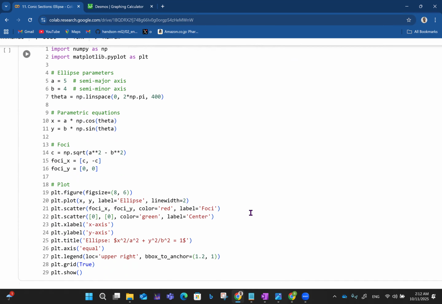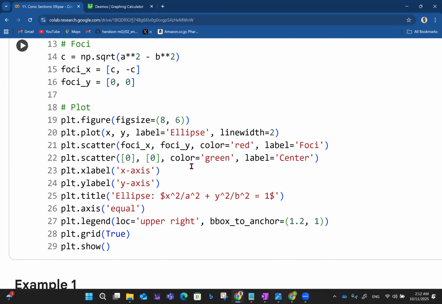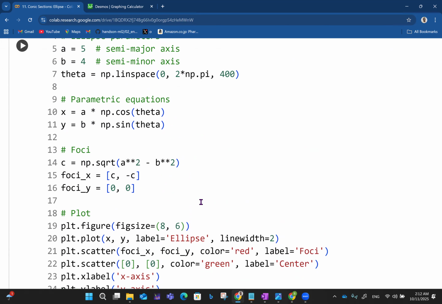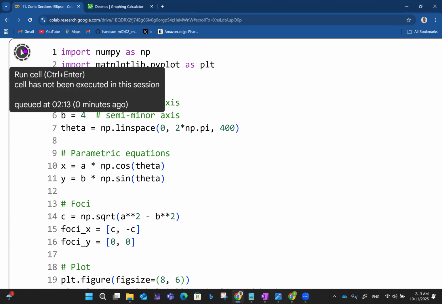Now we can visualize all this using this code, and we can look at this code better later. I don't want to dwell on it too much. Let's assume a is 5, the semi-major axis, and b is 4, the semi-minor axis. Then you have theta, which you divide from 0 to 2 pi, in 400 divisions. Then the parametric equations: x is a cos theta, y is b sin theta. Then for the foci, c is np.sqrt of a squared minus b squared, and the foci are at c and minus c, with y equal to 0. Then you can plot all of that, basically plotting y against x. I'll just run that and you see what it looks like.